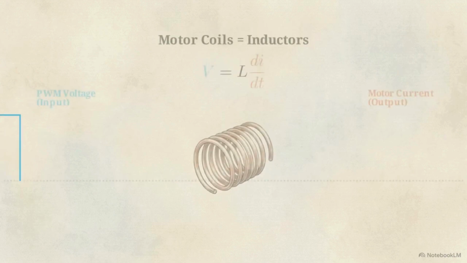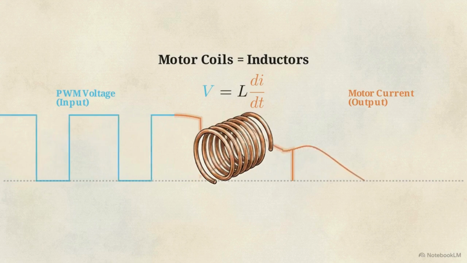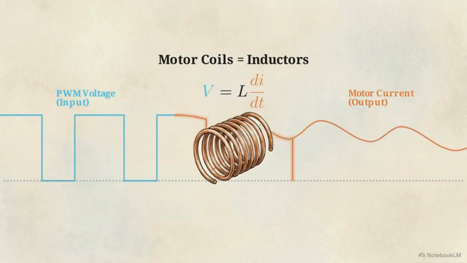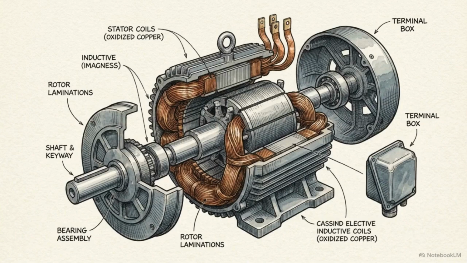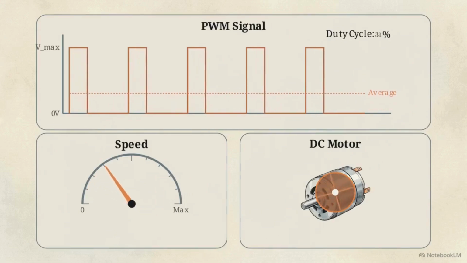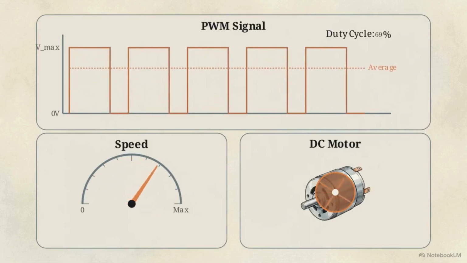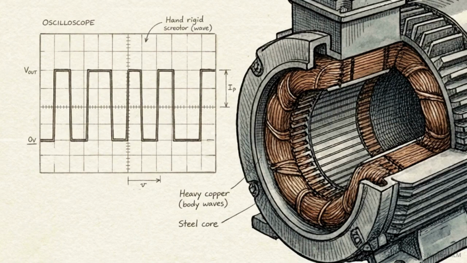This happens because the motor's coils are inductors. According to the laws of electromagnetism, inductors inherently resist rapid changes in current flow. As a result, the motor physically integrates those high-speed pulses into a steady average torque. Increasing the width of those pulses, the duty cycle, raises the average effective voltage, making the motor spin faster. The motor acts as a natural low-pass filter, translating rigid logic pulses into smooth physical motion.